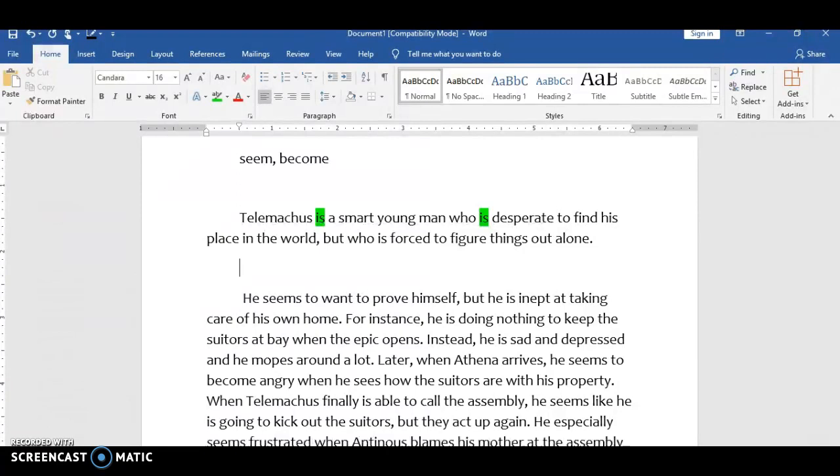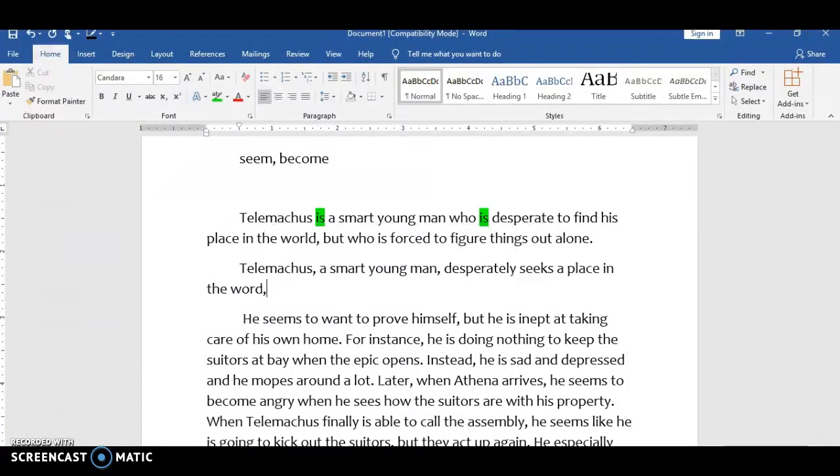If I were going to rewrite that, I might say, Telemachus, and then instead of using the word is, I'm going to make a smart young man into what's called an appositive phrase. A smart young man. And then instead of saying who is desperate, I'm going to say desperately seeks a place in the world.